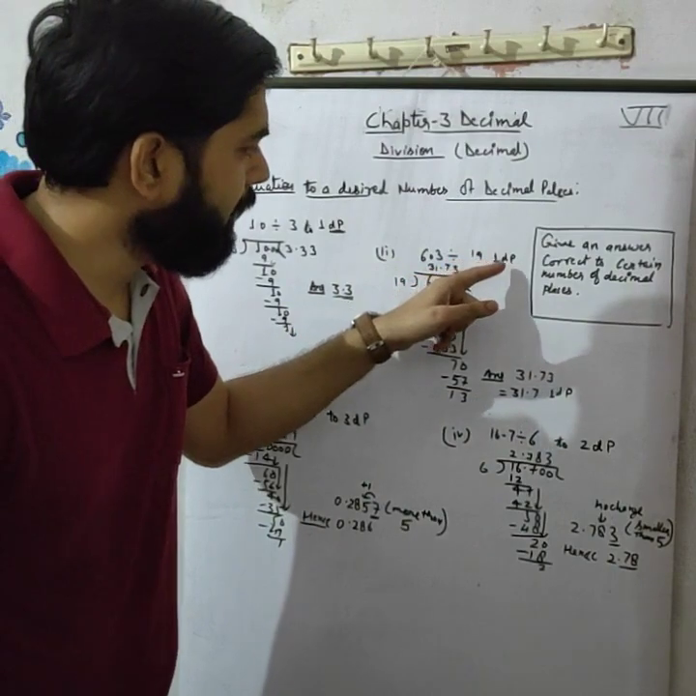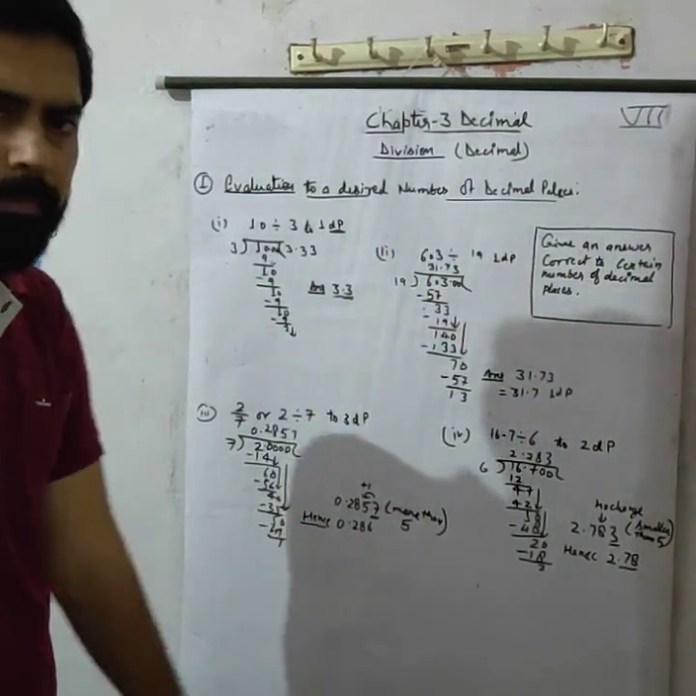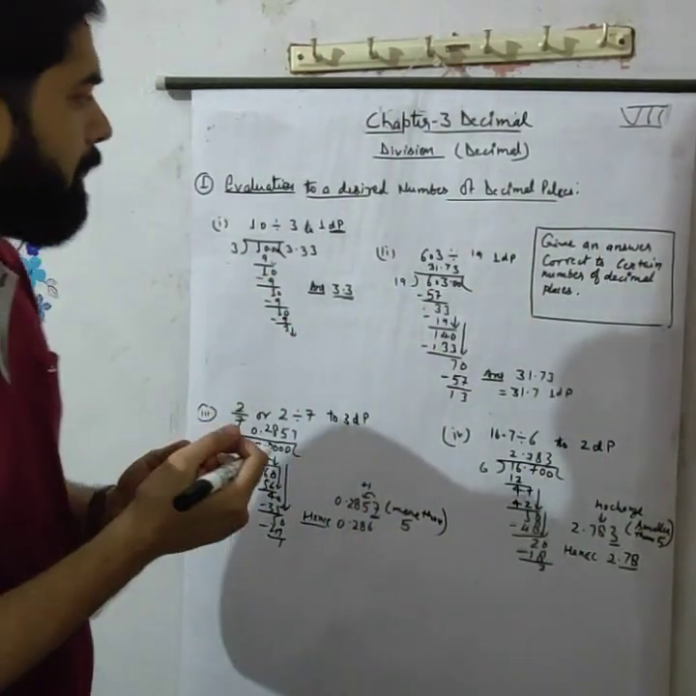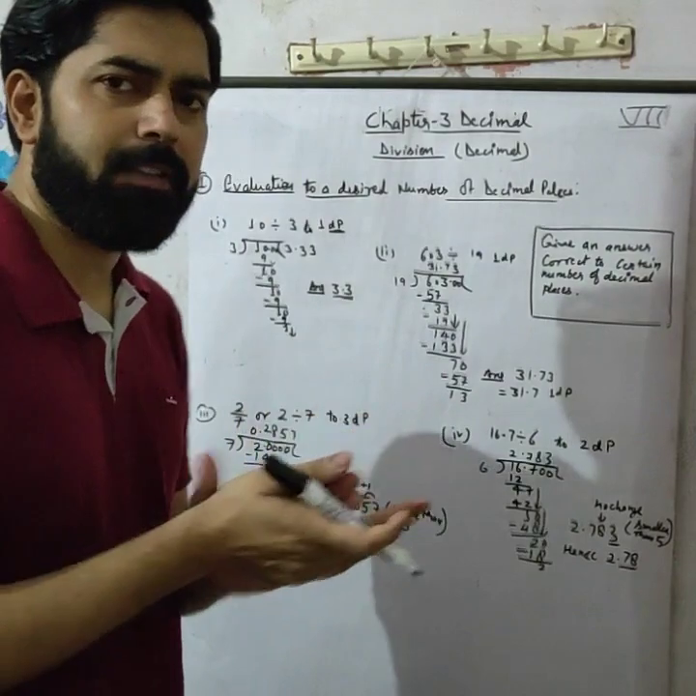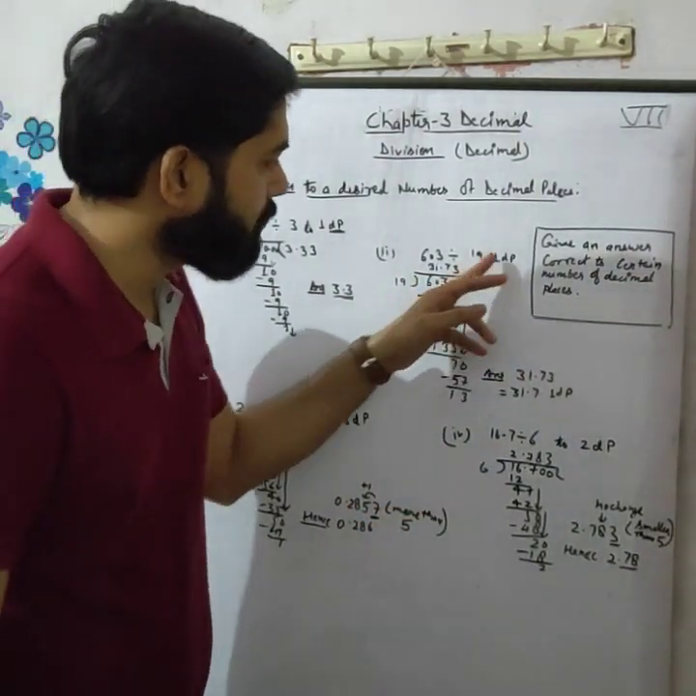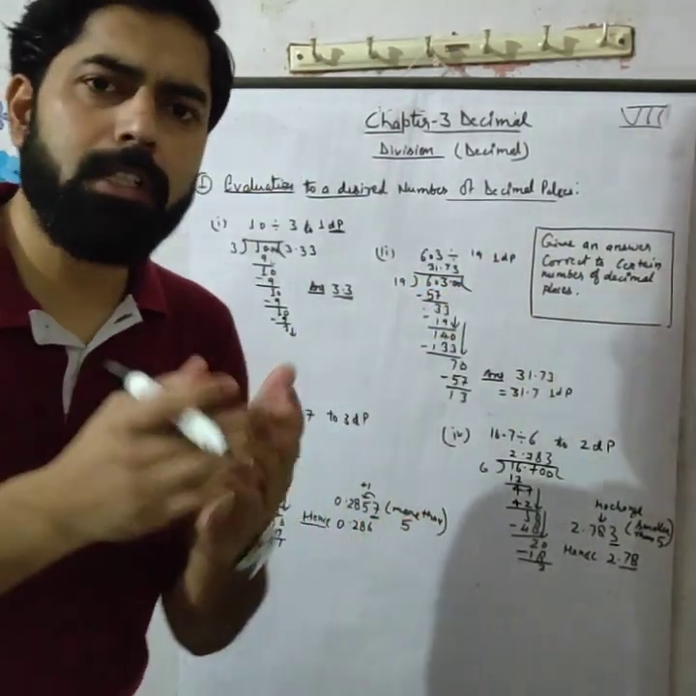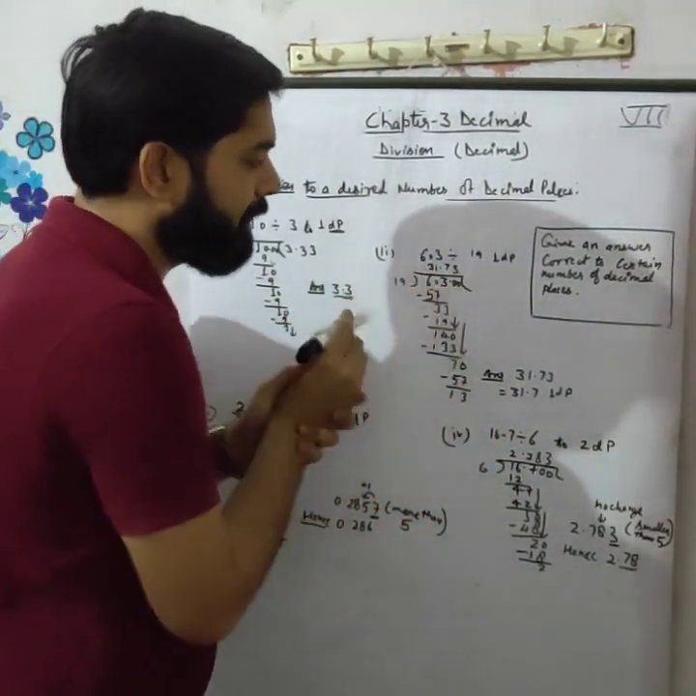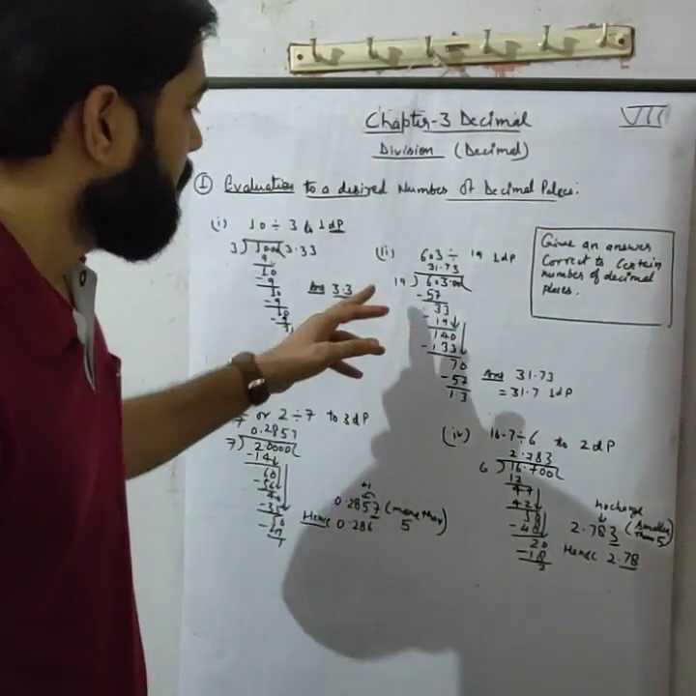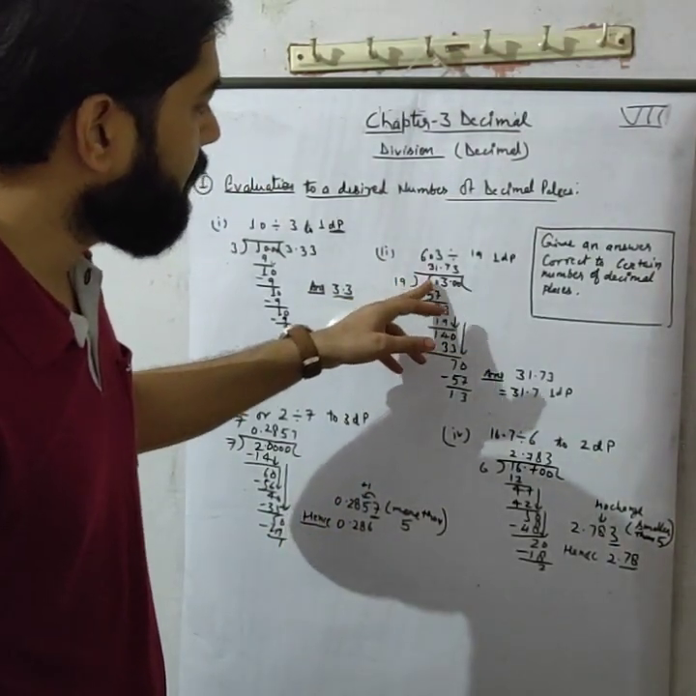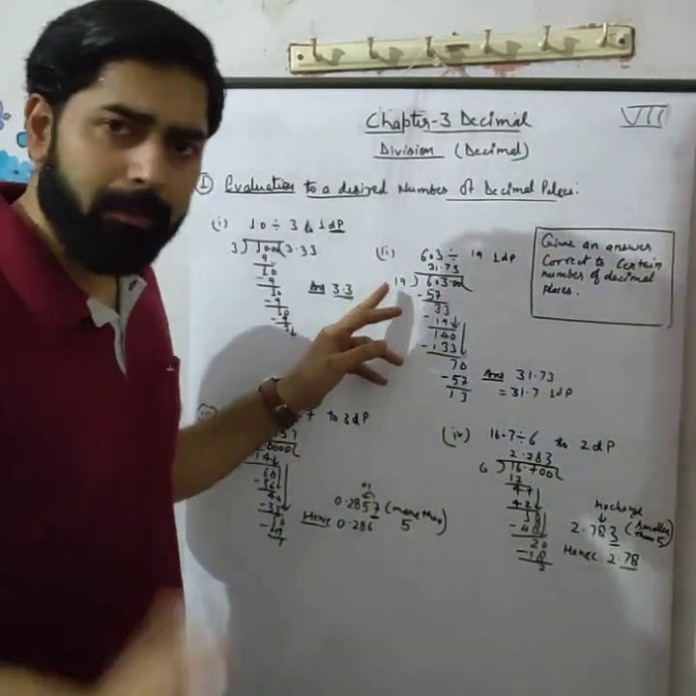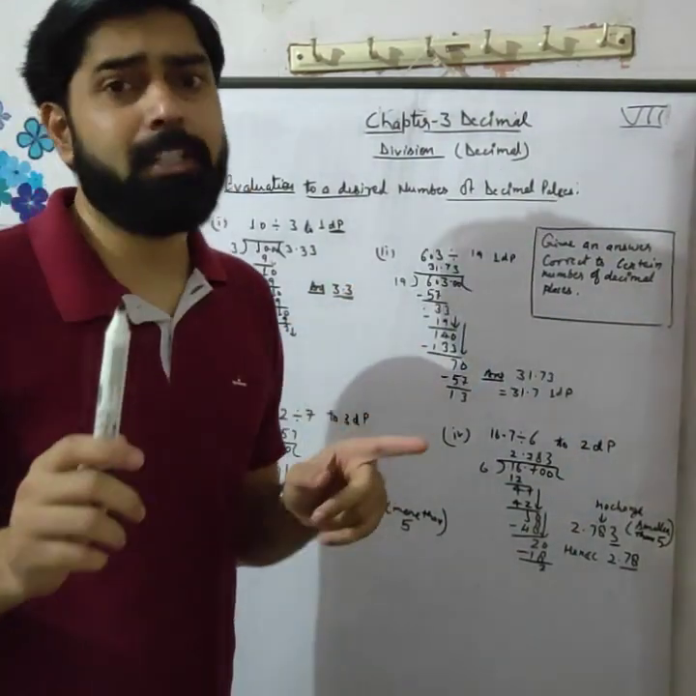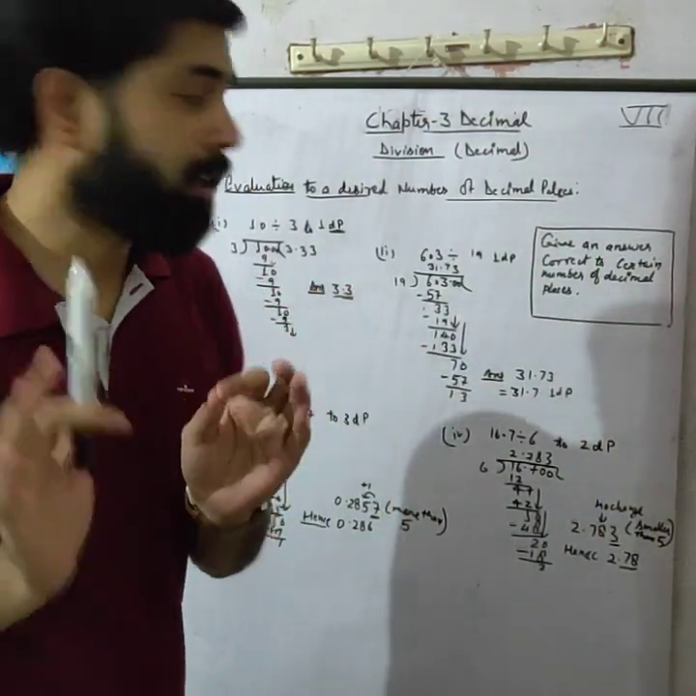Now the second one: 603 divided by 19, again asking for 1 decimal place. Simply divide with the help of decimal division. The question asks for 1 DP, so you can take a 0 after the decimal. You can write 603.00. So 603 divided by 19. You know the table of 19. Tables are very important for mathematics, so again I request everyone to learn the tables up to 20.